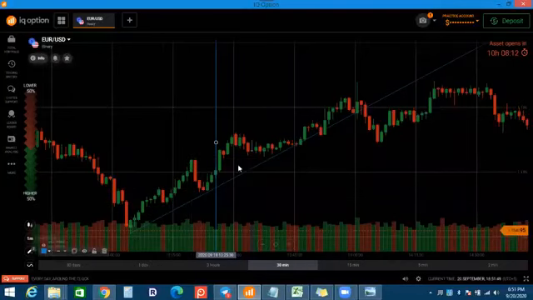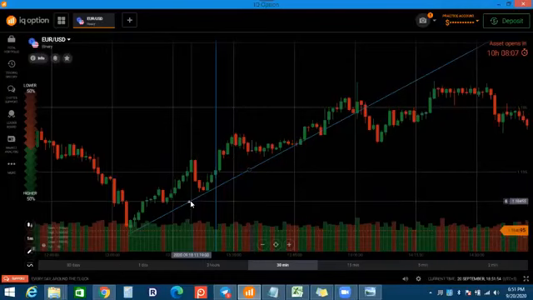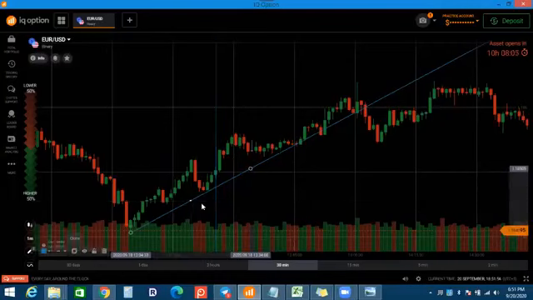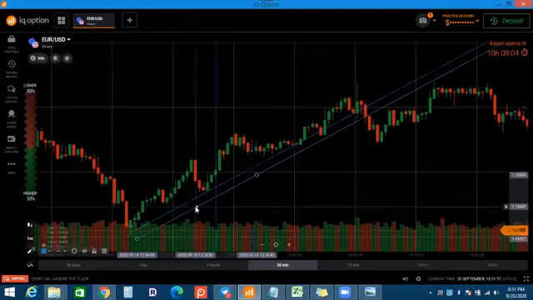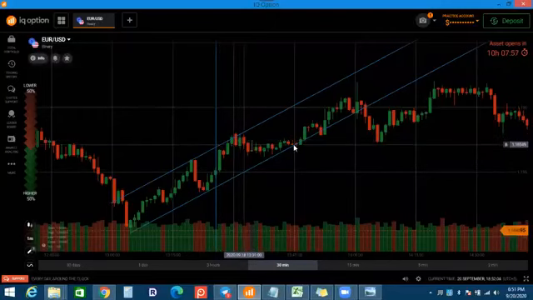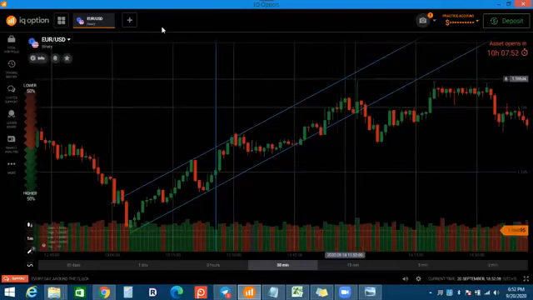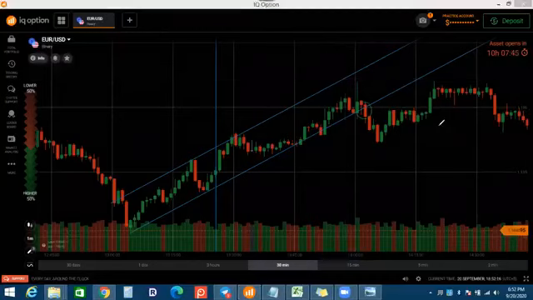I just clone this one and put a level here. Now tell me, when the price moves to this level, it gives us a reversal. When the price touches this level, it will give us a reversal. When the price leaves the channel, you understand that this channel will not work, and a new channel will work, or maybe you will see a ranging market.